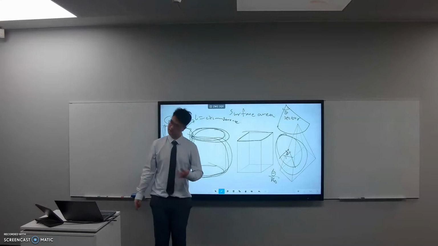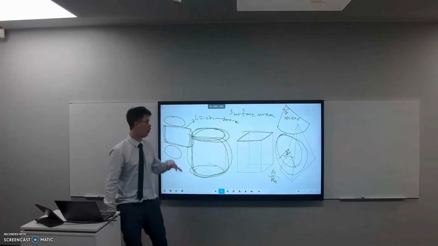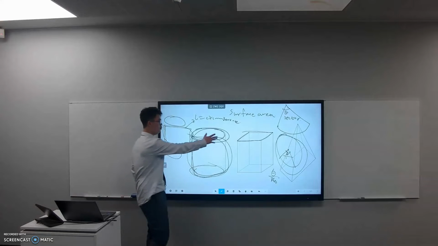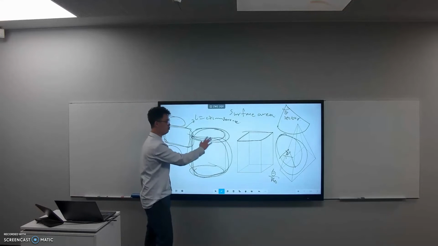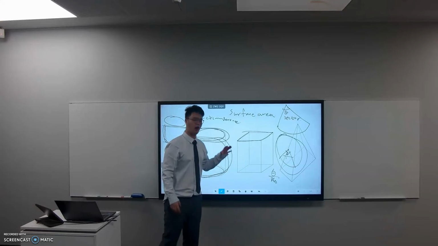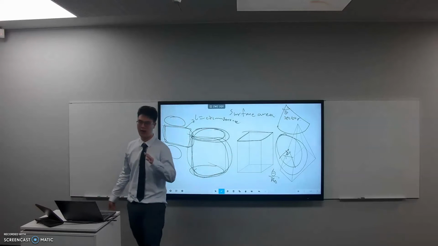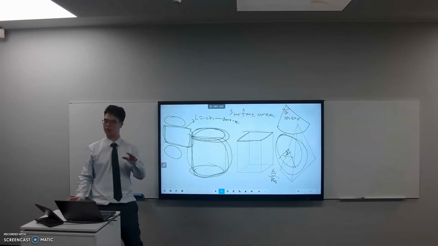Yeah, this is surface area. Surface area is pretty straightforward. All you have to remember is what shape it actually is, and how many sides do I need to have? Are there any missing sides? Always double check.